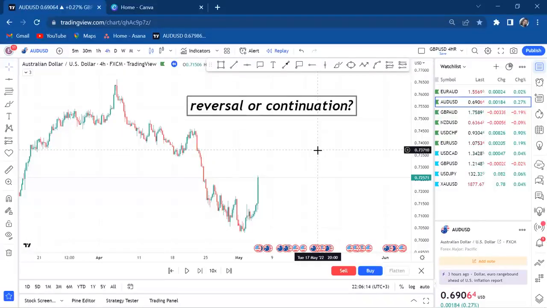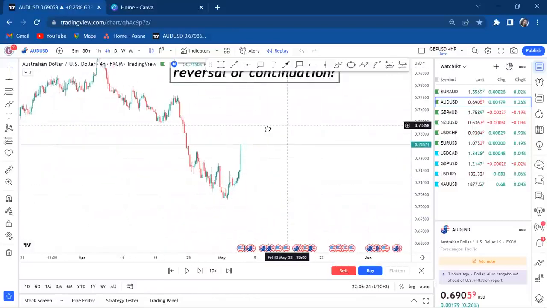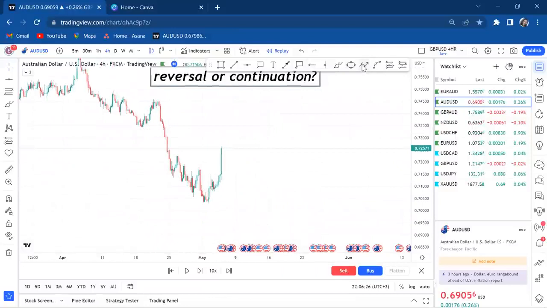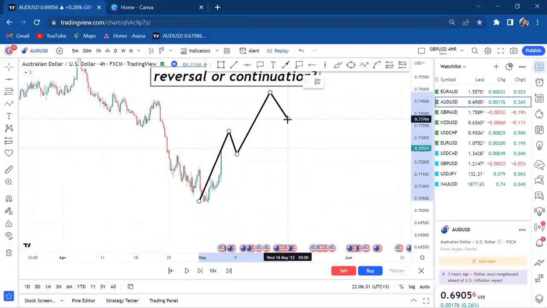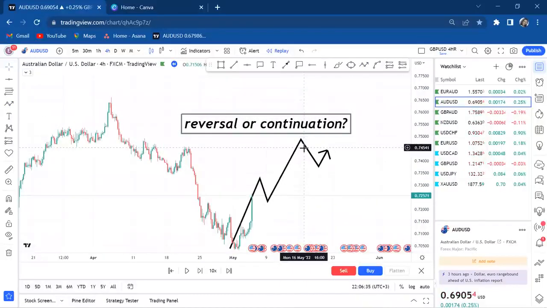So let me ask you a question. Do you think that this market is a continuation? Like, the buyers, this is just a retracement, then it continues to sell? Or do you think that this market is a reversal? Do you think that this market wants to continue reversing like that? So the question is: is it a reversal or continuation? And how do you differentiate the two?